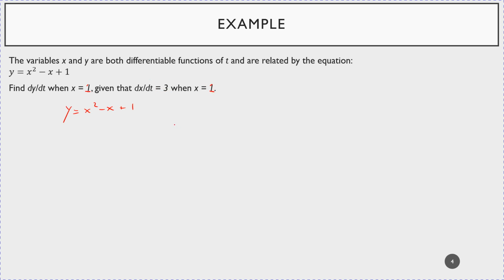Here's what I'm going to do. I want to find dy/dt, so I'm going to differentiate both sides with respect to t.